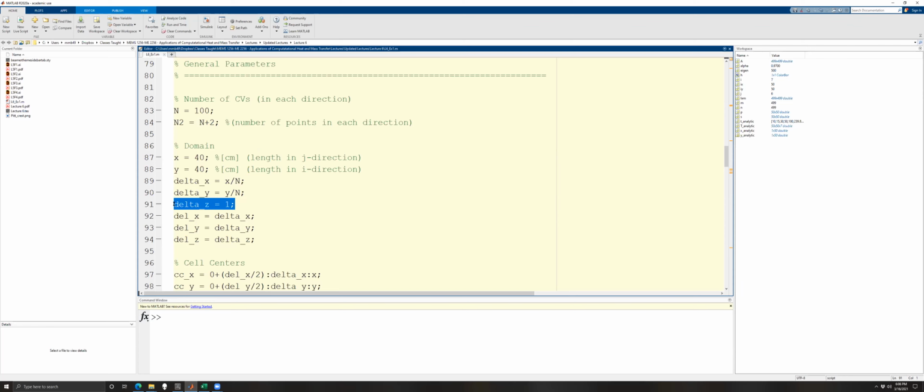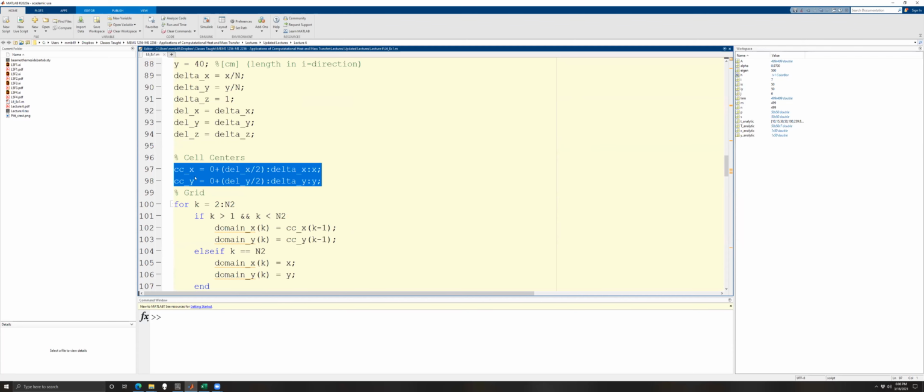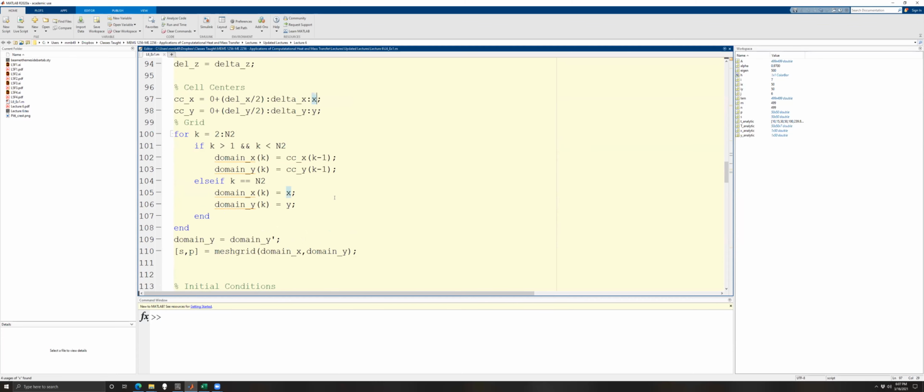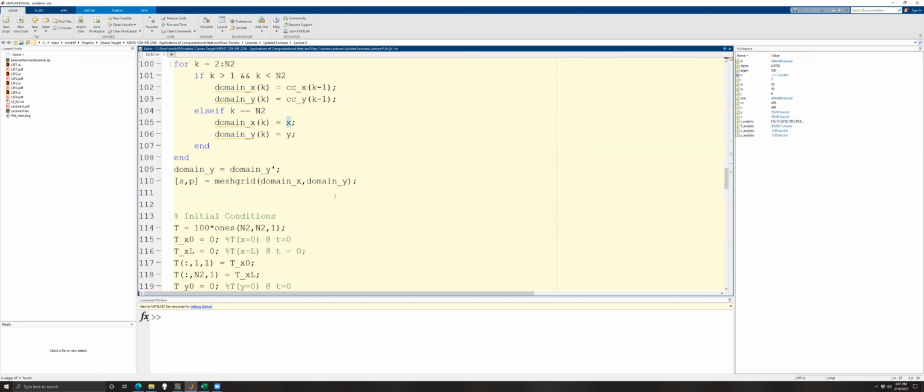And we'll set delta z equal to unity. Now, del x, del y, and del z, since this is going to be a uniform grid, we'll just set those equal to delta x, delta y, and delta z. So we can populate our cell centers, going from 0 plus del x per 2 to delta x to x, the end of our domain. And we can also define our grid points or nodal points. So that will be enough for us to have all the pieces of information we need.